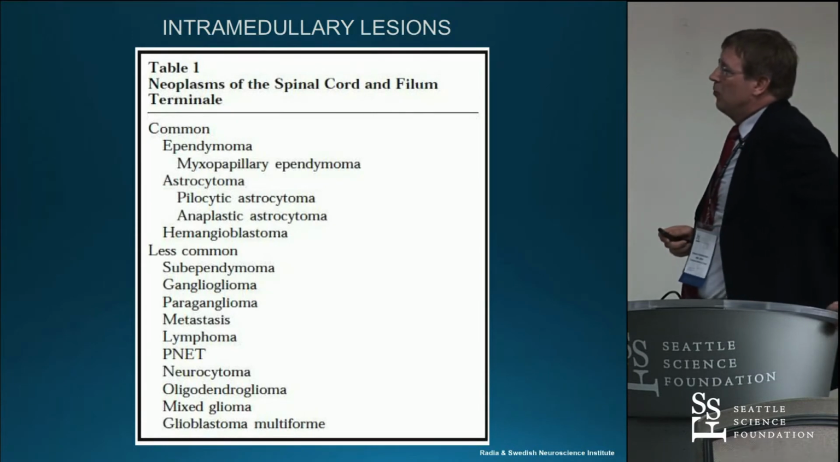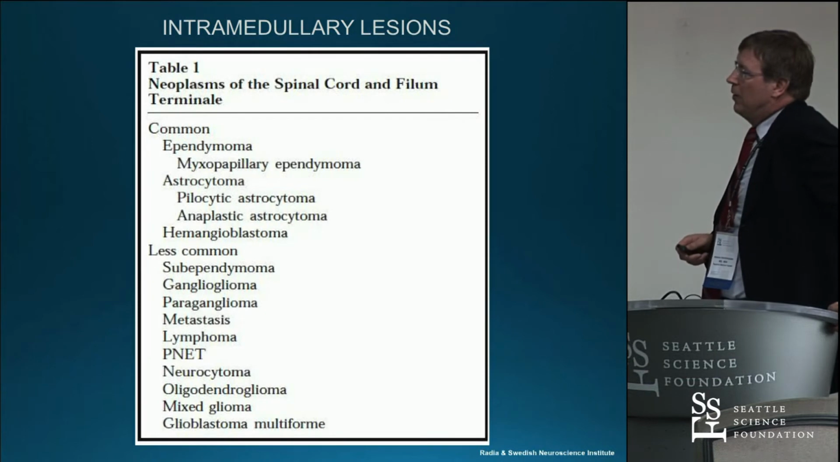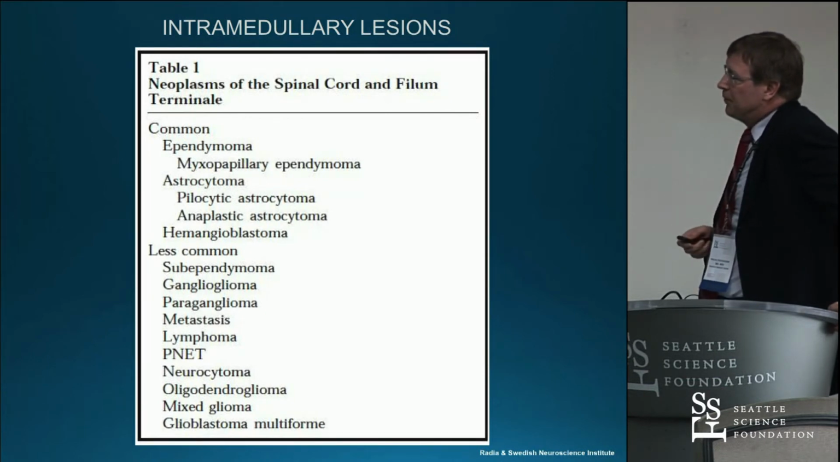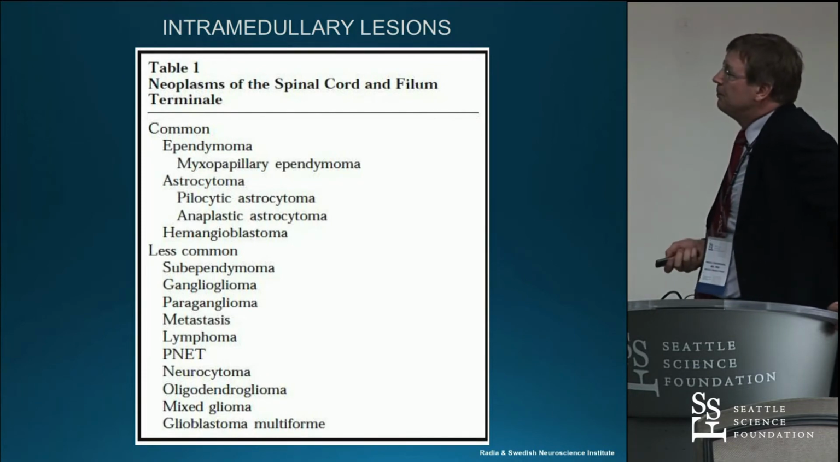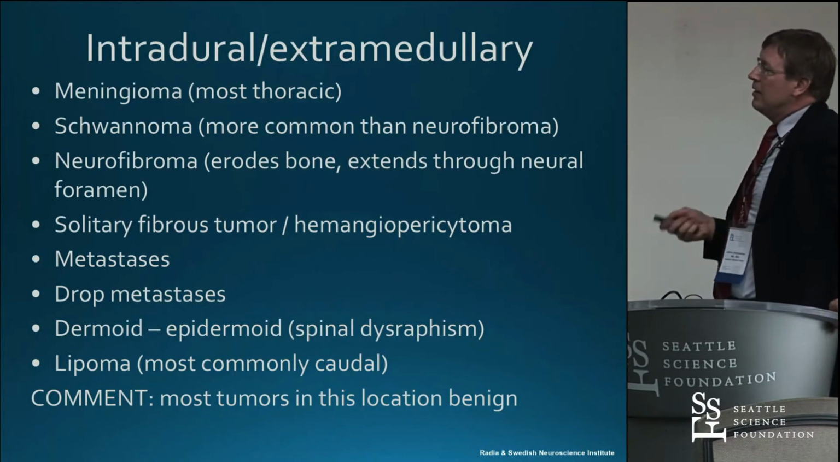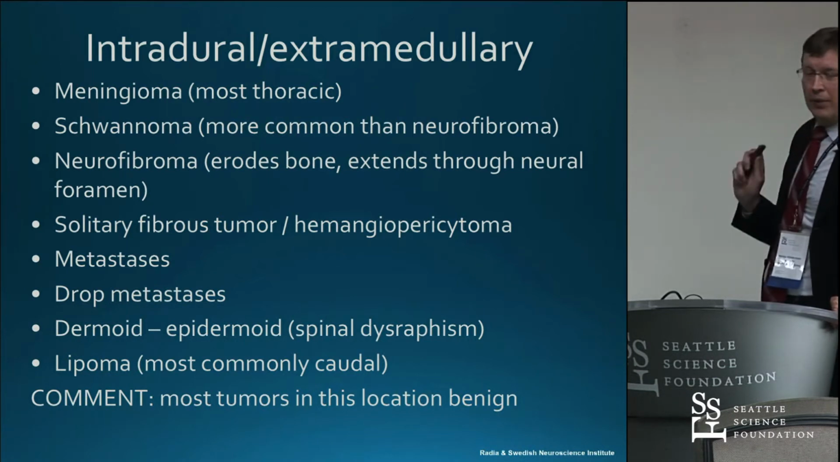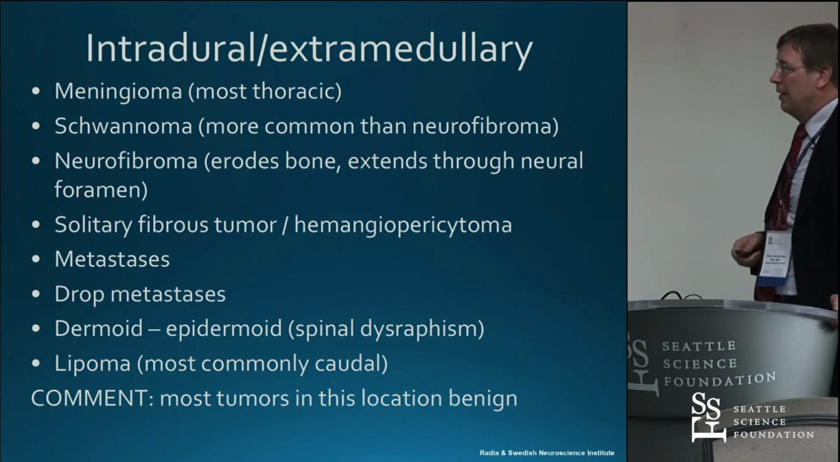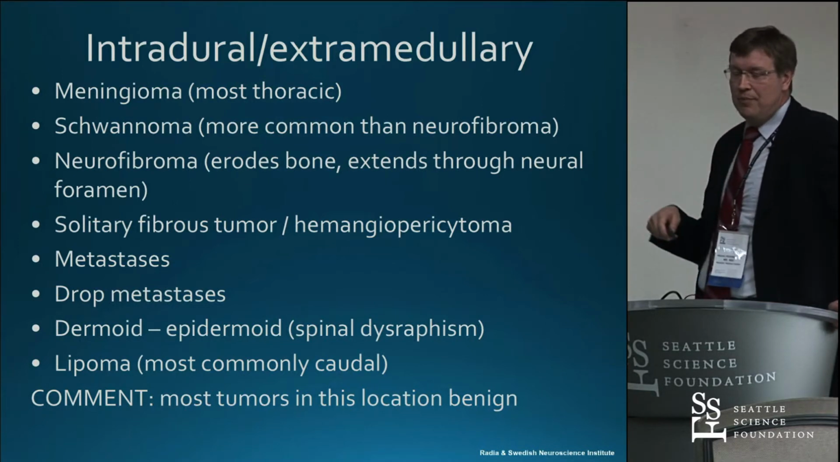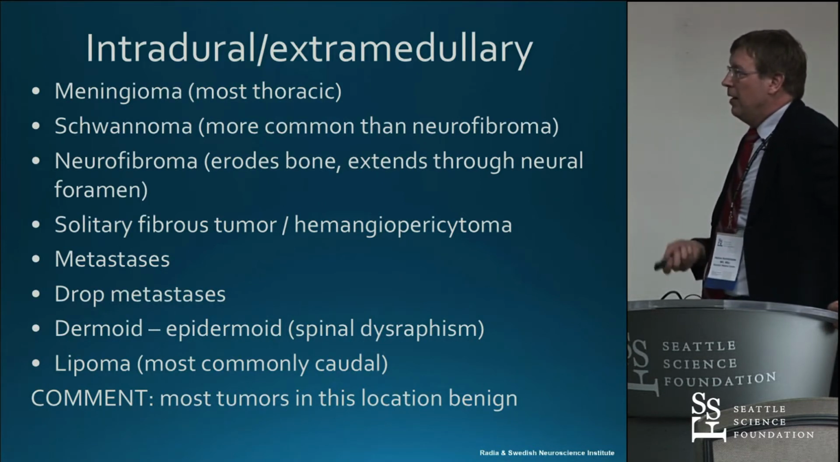So intramedullary tumors, there's a long list. The common ones are the ependymoma and astrocytoma, and both have variants, and there's a whole slew of other ones that are less common. In that intradural extramedullary space, the most common ones are meningioma, schwannoma, and then neurofibroma. And then other ones, including metastases and drop metastases if you have a primary CNS malignancy in the brain. But most tumors in this location are benign.